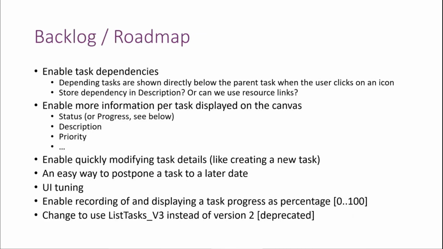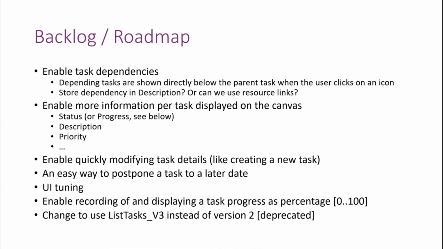And before going to the demo, let's take a look at the backlog or roadmap of the features that I am planning to implement in the near future. So I would like to enable task dependencies. In Gantt charts, you usually have a task that might be dependent on some parent task. So I want to enable that. Not sure how it can be done yet, but that would be something really valuable for the app. And thanks, Thomas, for the idea.